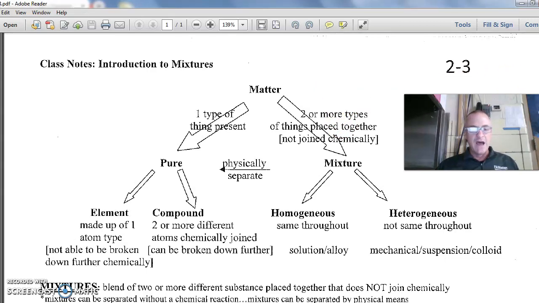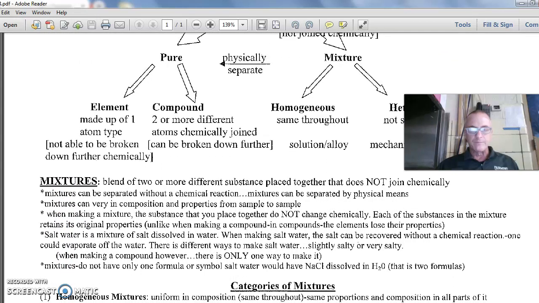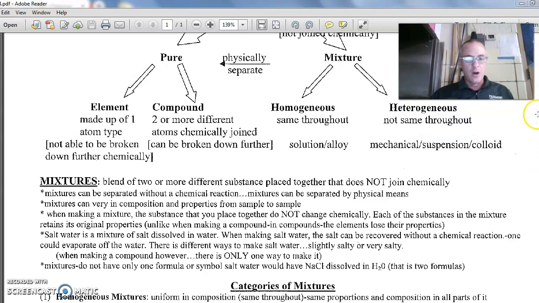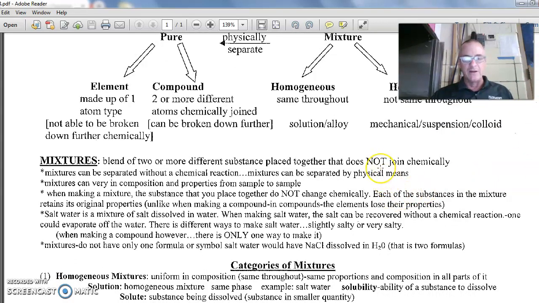So let's go ahead and dive in. Once again, what are mixtures? Mixtures are blends of two or more substances placed together, and they do not join chemically. If you put two substances together and they join chemically, you would end up with one substance. You would no longer have two substances there. So mixtures do not involve chemical reactions whatsoever.